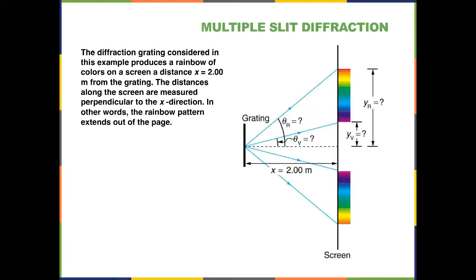The diffraction grating considered in this example produces a rainbow of colors on the screen at a distance x equals 2 meters from the grating. So we assume a distance from the grating of 2 meters. And by doing that, you can calculate, based on theta and x, what y is. The distance along the screen is measured perpendicular to the x direction. In other words, the rainbow pattern extends out of the page.